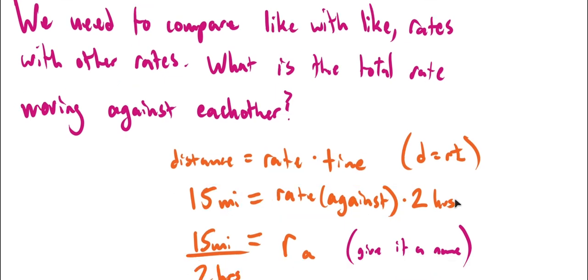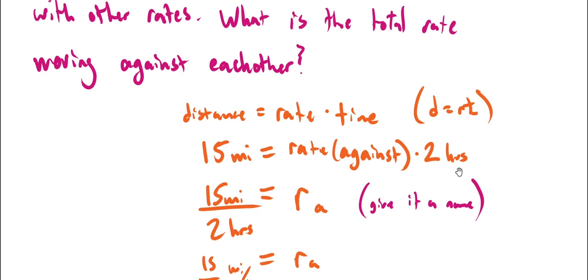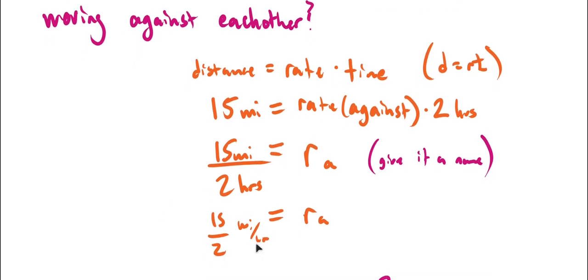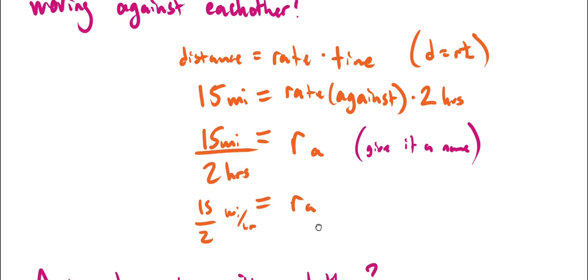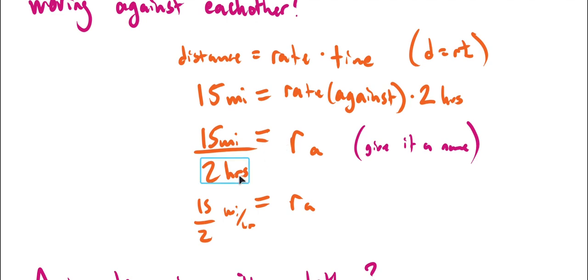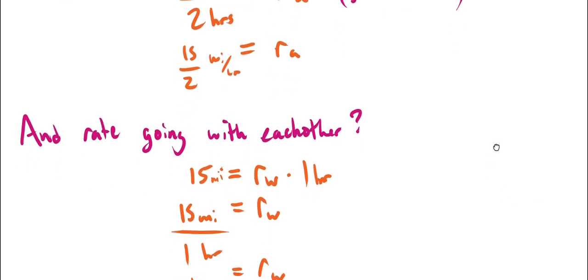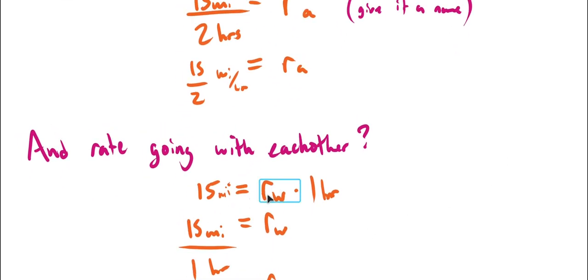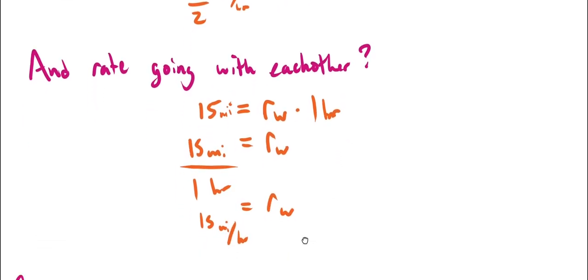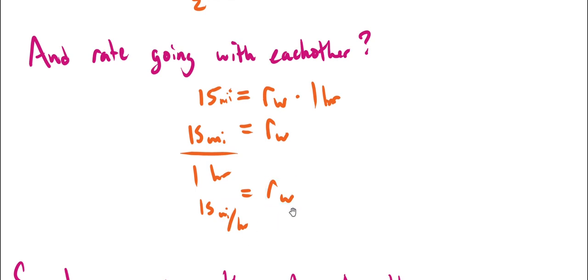15 miles took 2 hours. In other words, that rate, divide the 2 hours over, is 15 over 2, or 7.5 miles per hour. So that's their total combined rate when the boat and the river are working against each other, right? We get that by dividing the number of miles by how many hours it took to go those miles. Now, what about the rate when they're going with each other? Well, that's going to be 15 miles, the rate that they're going with each other, R_w, times 1 hour. So dividing by 1, but changing the units to miles per hour, the rate that they're going with each other is 15 miles per hour.